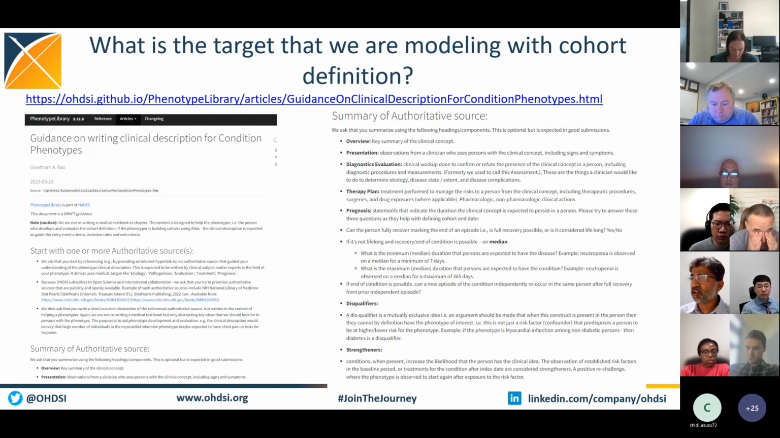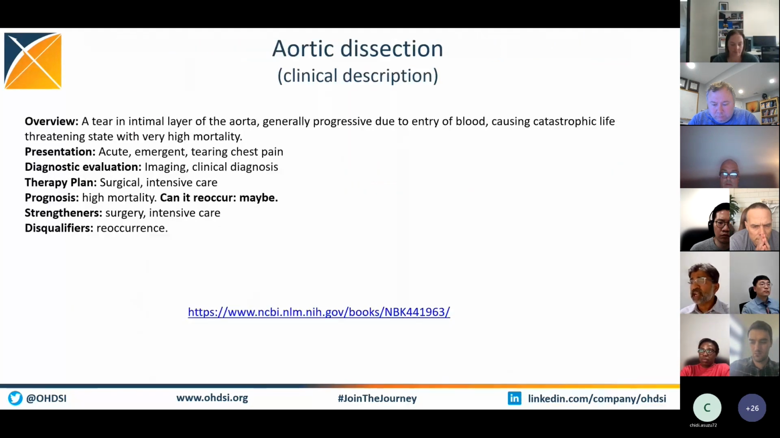Now, this is available at the OHDSI Phenotype Library repository, and the URL is on the top. There are several guidance documents here that were written by the Phenotype Development and Evaluation Workgroup. Please review those, and if you have any questions, we're available to answer them. So I took the content that I reviewed from StatPearls and created a very brief aortic dissection clinical description. It has the recommended sections, and it is pretty brief. It took me about 15 minutes to do this whole segment.